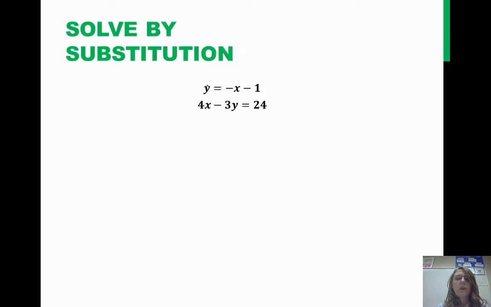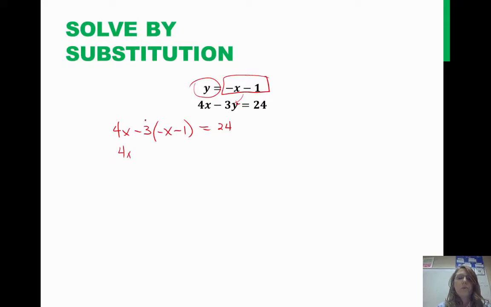Notice that this is already solved for y. So since that is the case, I can skip step 1. Now what I'm going to do is take this entire part right here and substitute that in for y, because we know that y equals -x minus 1. So I will have 4x minus 3 times (-x minus 1) equals 24. Okay, so we need to simplify this and solve for x.